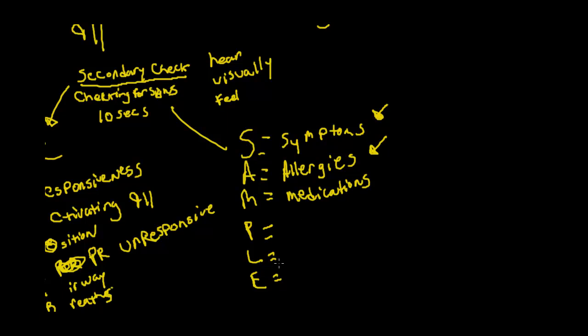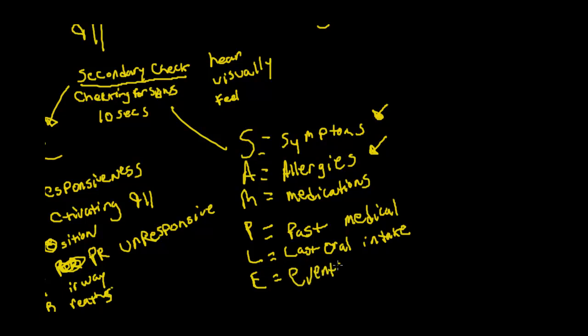And then you have past medical history. Again, that should be on a medical alert bracelet. And then you have the last thing they ate. Of course, that's not going to be on a medical alert bracelet, but if they're aware and you can talk to them, last oral intake, that's important. And events that led up to the injury. So that's what SAMPLE history means.